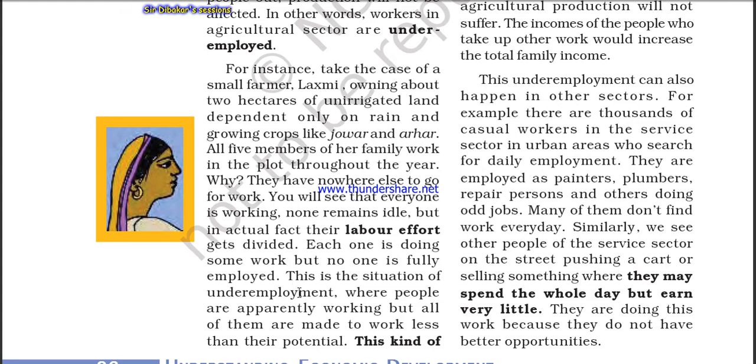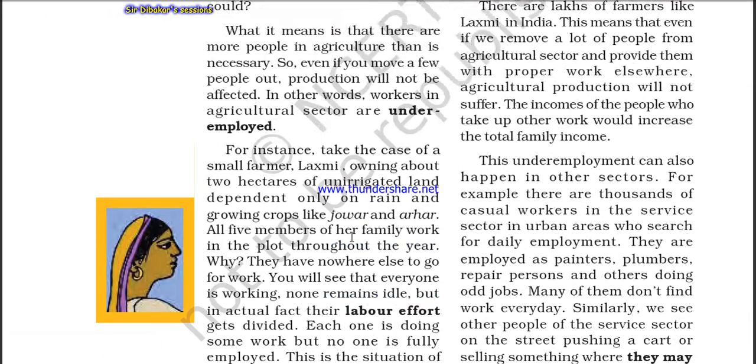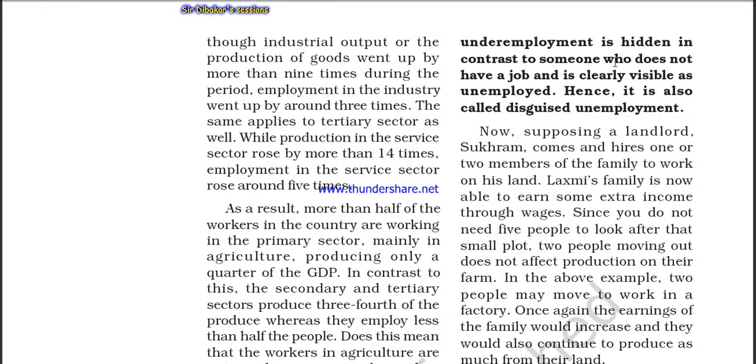This is the situation of underemployment, where people are apparently working, but all of them are made to work less than their potential. This kind of underemployment is hidden, in contrast to someone who does not have a job and is clearly visible as unemployed. Hence, it is also called disguised unemployment. Disguised why? Because they are not unemployed when you look at them apparently. But if you look at the production, then you see that they are not fully employed. They are working, yet they are not working. You understand the scenario? They cannot work up to their full potential. Hence they are known as disguised unemployed.